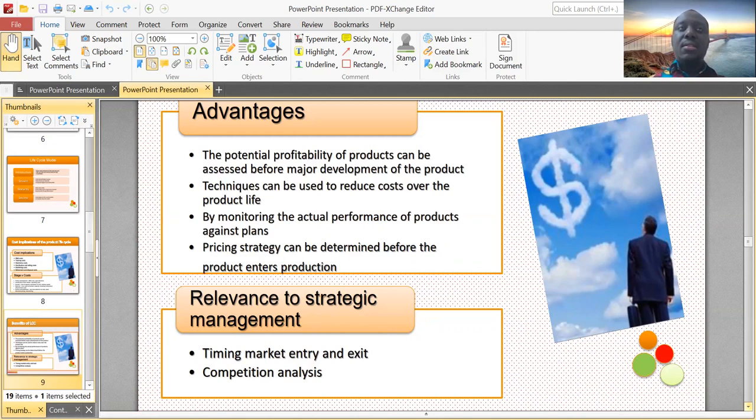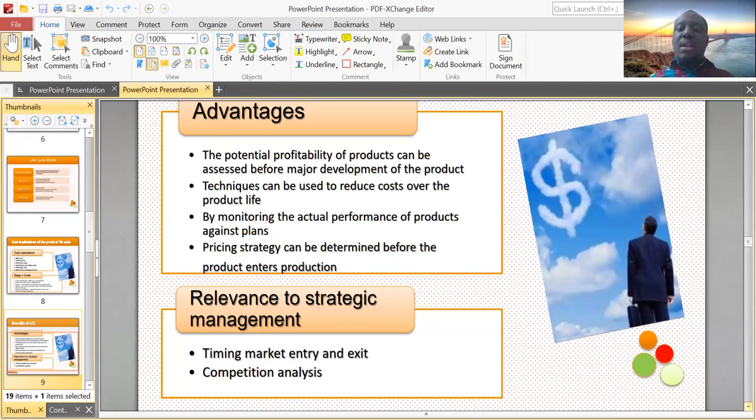Another thing is that once you develop this product life cycle, you can actually monitor your actual performance against your plan. So maybe you mapped out the product life cycle, and this was going to be your plan, right? And then when you actually do the product rollout and actual results begin to trickle in, you can compare the actual performance of the product to the plan.